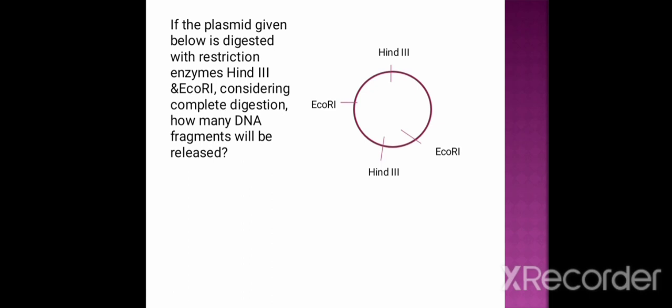Next question. If the plasmid DNA given here is digested with restriction enzymes HindIII and EcoRI, considering complete digestion, how many DNA fragments will be formed? Here it is mentioned that HindIII and EcoRI both cause complete digestion of this DNA fragment. So here the fragments A, B, C, D will be formed. So the number of fragments released will be 4.